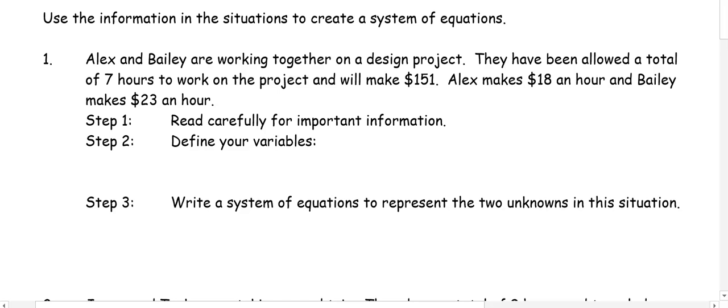So first we want to read and find all of our important information. So we know that there's a total of 7 hours to make a total of $151. And we know that Alex makes $18 and Bailey makes $23. So the thing that we're trying to find is how many hours Alex and Bailey are working. So we want to use letters for Alex and Bailey. So A is going to stand for Alex hours worked, and B is going to stand for Bailey hours worked.